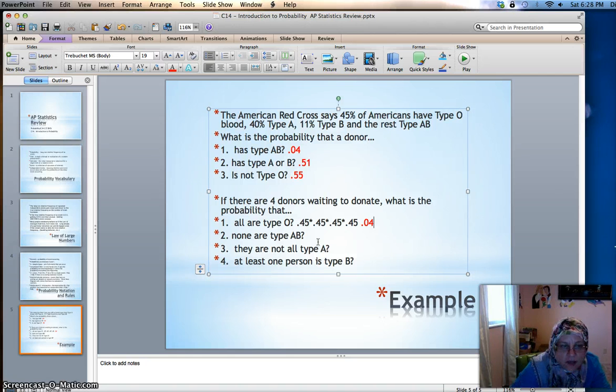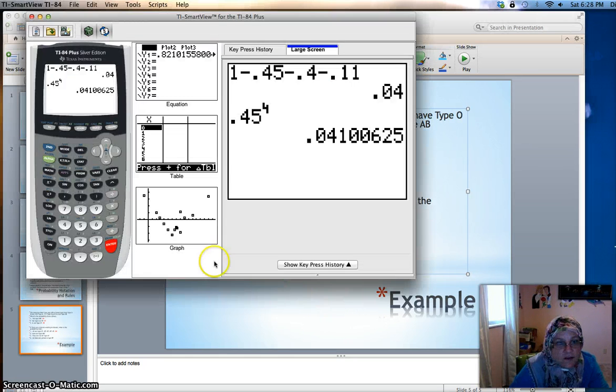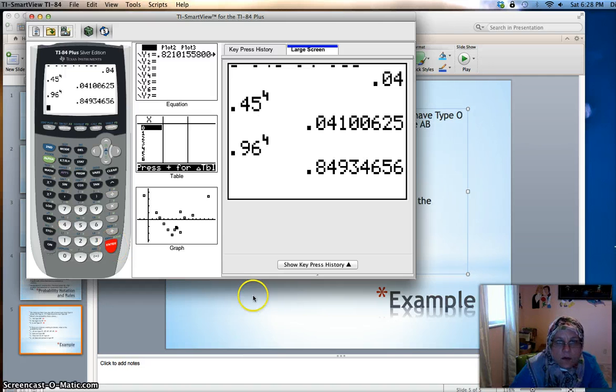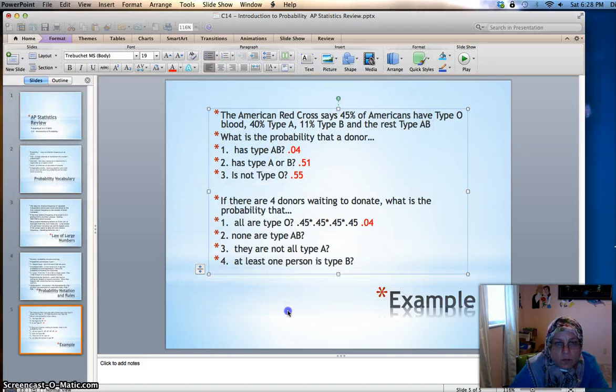What is the probability that none are type AB? If none of them are type AB, that means the first one isn't, the second one isn't, the third one isn't, and the fourth one is not. And so if the probability of being type AB is 0.04, the probability of not being type AB would be 1 minus that, which would be 0.96. And so I want all 4 of them to be not AB. So that's 0.96 to the 4th, or 0.96 times itself 4 times. And so that's about roughly 0.85.